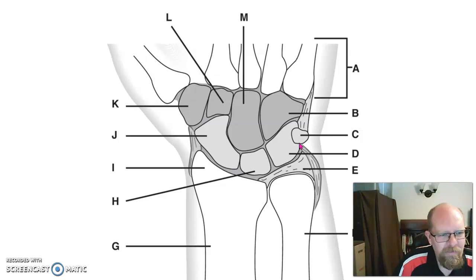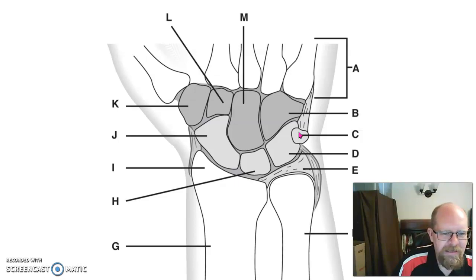And how can I tell by just looking at this diagram? Well, if you look at letter C, that's the pisiform. You can only really see that from the anterior view. So that tells me I'm looking at the palm of the hand.